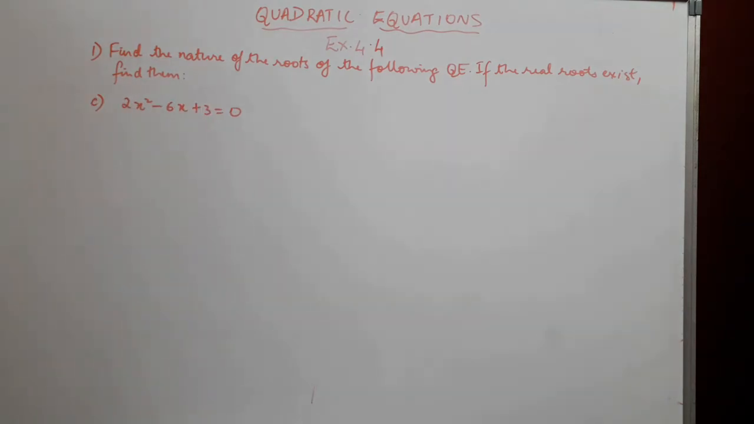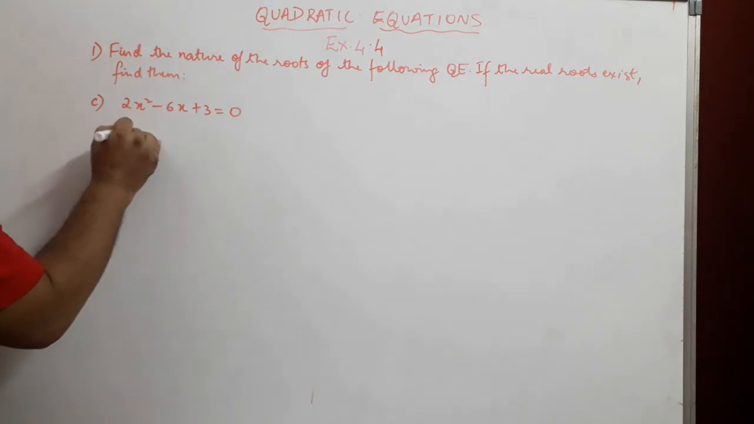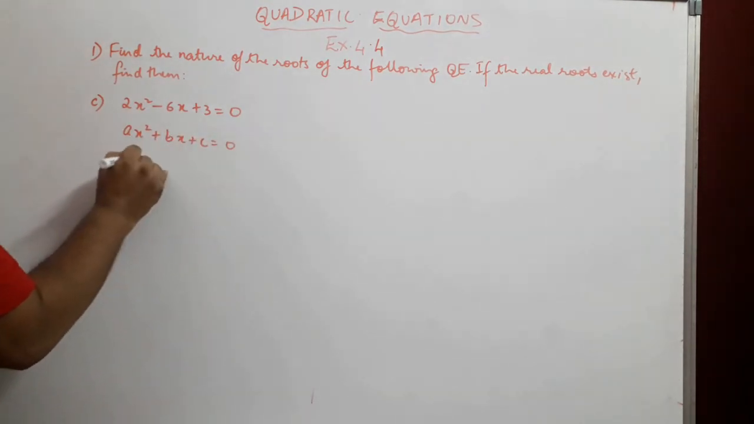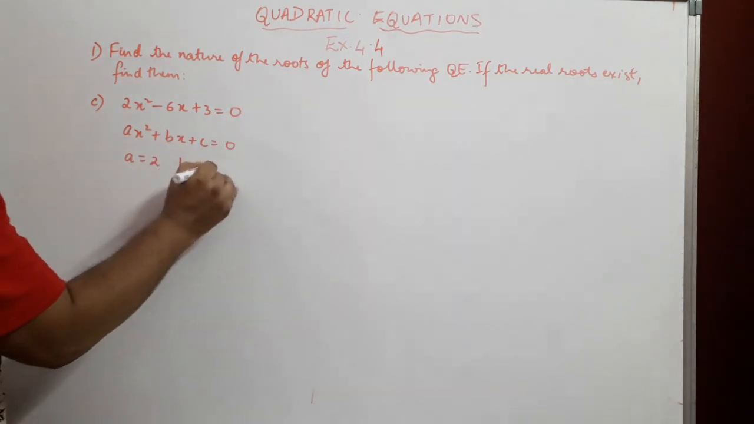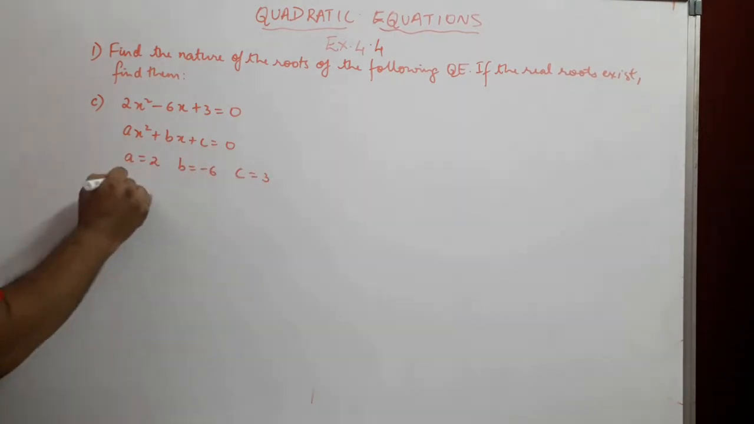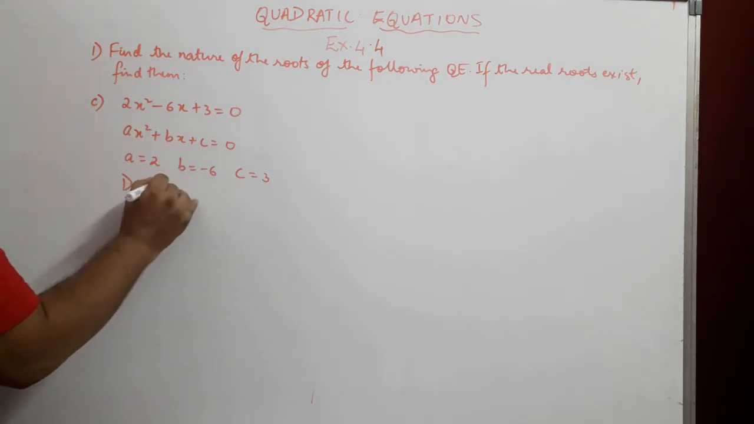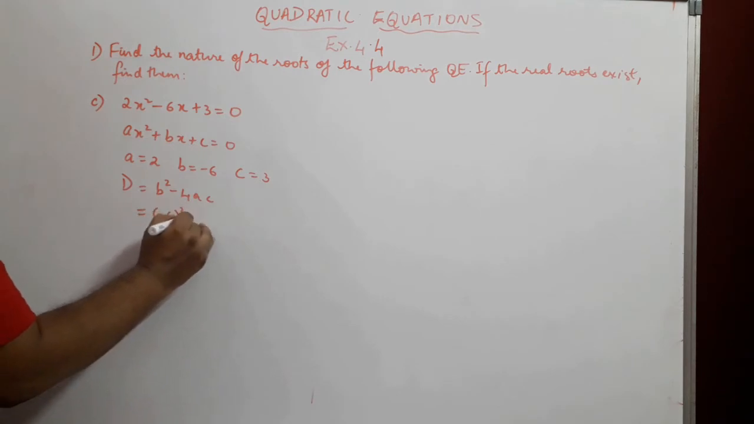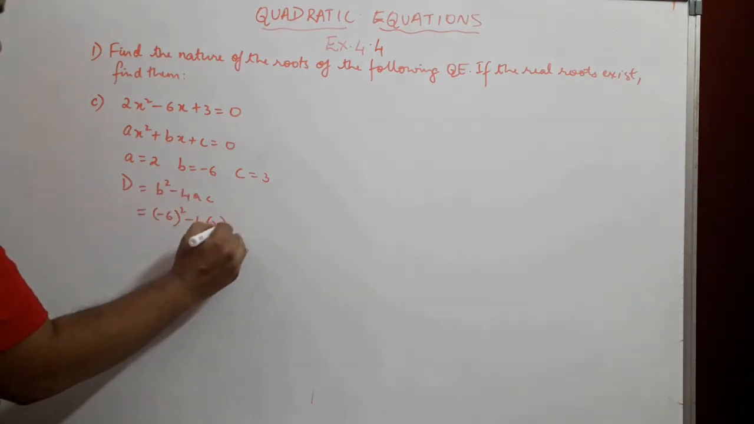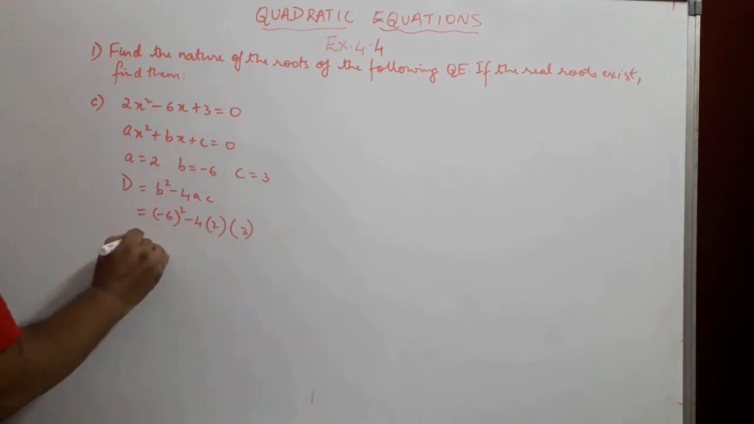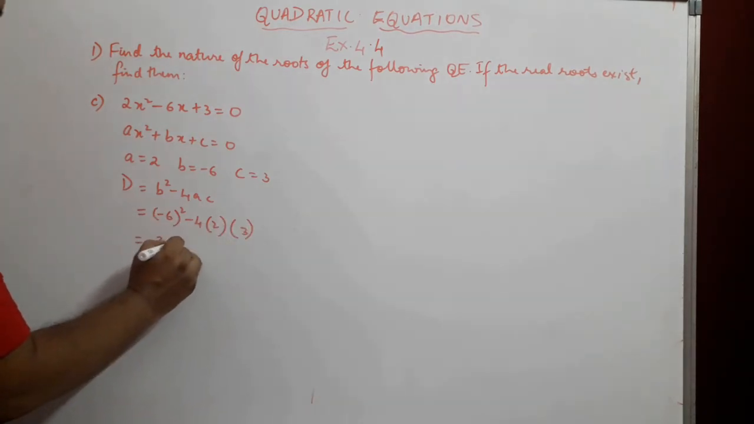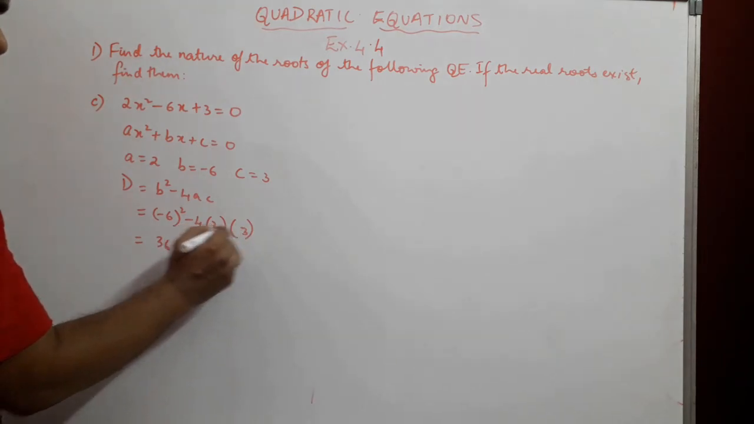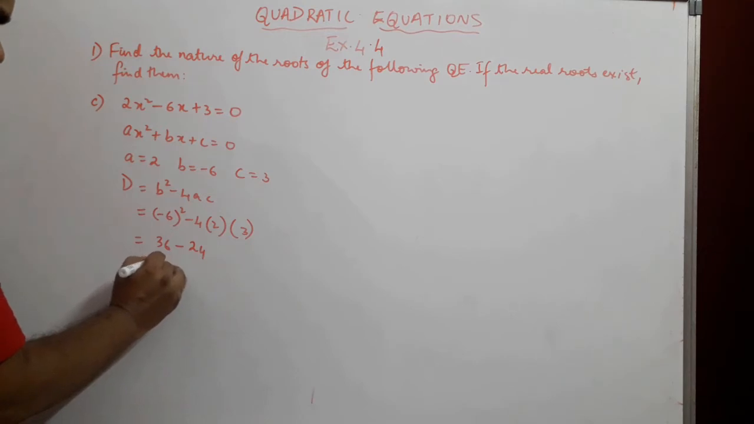Next problem, 2x square minus 6x plus 3 equal to 0. Comparing with the general form ax square plus bx plus c equal to 0, we get a equal to 2, b equal to minus 6 and c equal to 3. Discriminant formula d equal to b square minus 4ac. b will be minus 6 whole square minus 4 into a, which is 2, and c, which is 3. Minus 6 whole square gives us 36, minus 4 into 2 is 8, 8 into 3 is 24, minus 24. That means d is equal to 12.